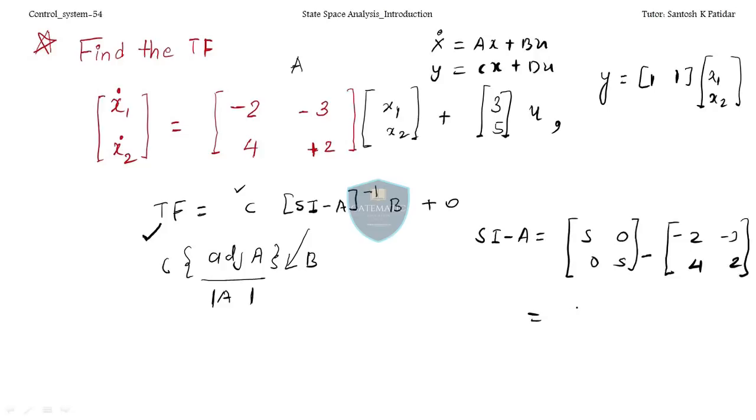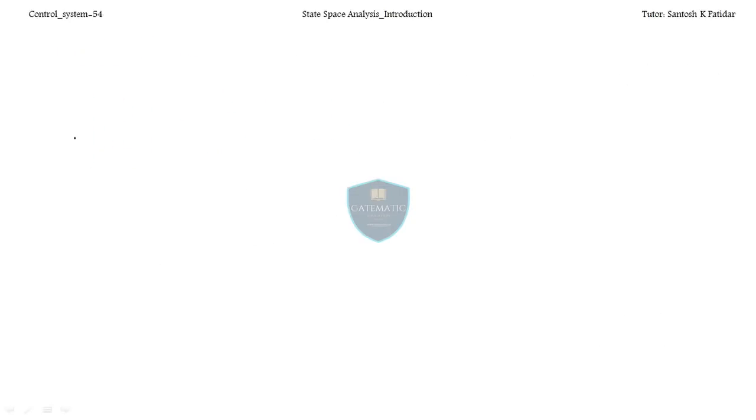So sI minus A: that is s plus 2, 3, and minus 4, minus 2. This is your sI minus A matrix. Now you will find the inverse of this. So (sI minus A) inverse: you have s plus 2, minus 4, 3, minus 2.